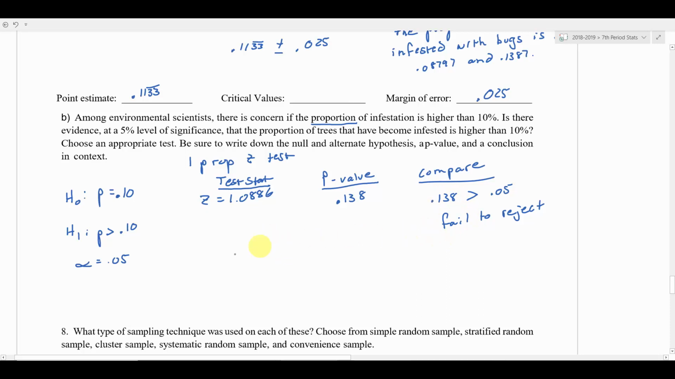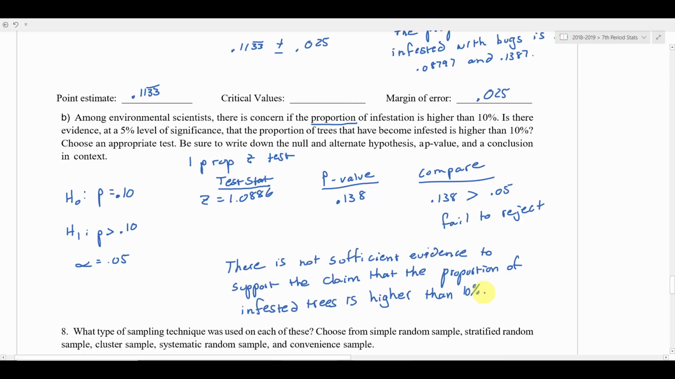All right, so we now have to write our concluding statement here. There is not sufficient evidence to support the claim that the proportion of infested trees is higher than 10%. So there shouldn't be any concern. The environmental scientists should calm down. There's not enough evidence to think that it's higher than 10% here. All right, let's go on to the next one.